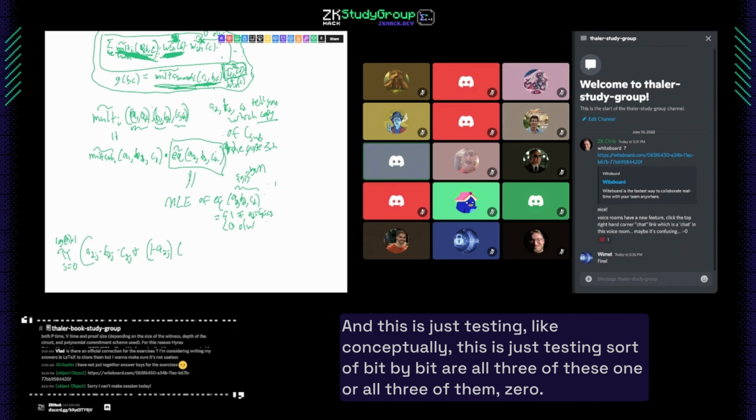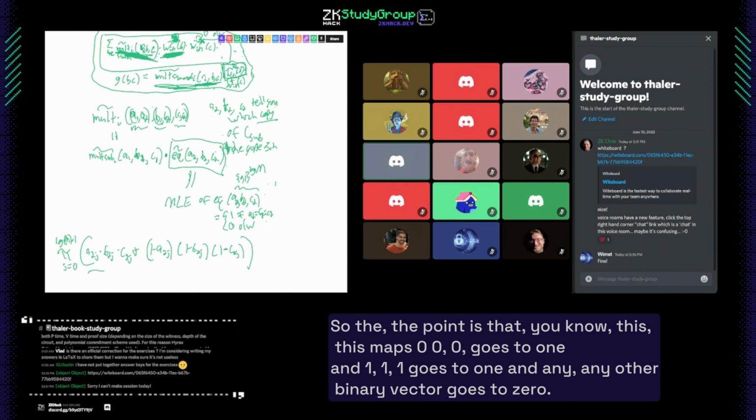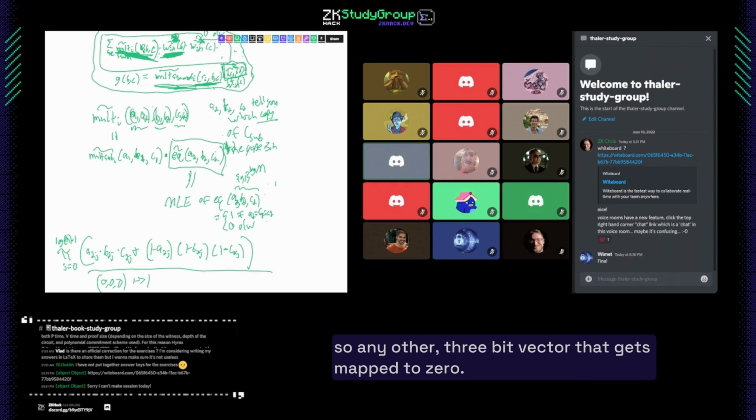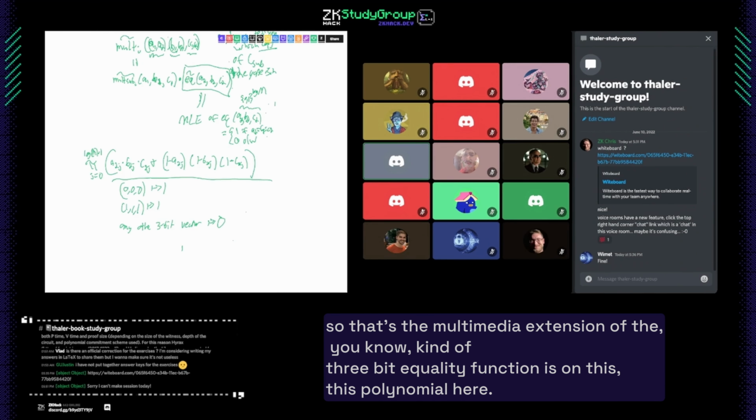And conceptually, this is just testing bit by bit: are all 3 of these 1 or are all 3 of them 0? And unless they're all 0 or all 1, this will die. So the point is that this maps 0, 0, 0 to 1 and 1, 1, 1 to 1, and any other binary vector goes to 0. So any other 3-bit vector gets mapped to 0. So that's the multilinear extension of the 3-bit equality function: this polynomial here.